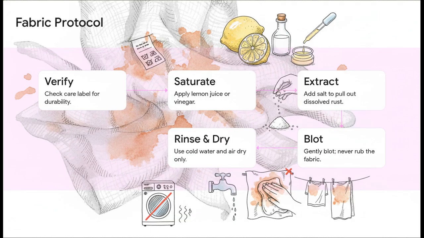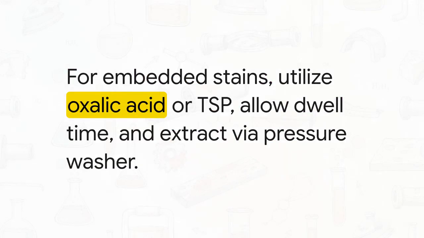And here is the critical failure point for fabrics: temperature. You must rinse exclusively with cold water and air dry. Why? Because the heat from hot water or a machine dryer will permanently bake any residual iron oxide directly into the fiber weave. Concrete and stone present a completely different challenge because of their massive porosity.